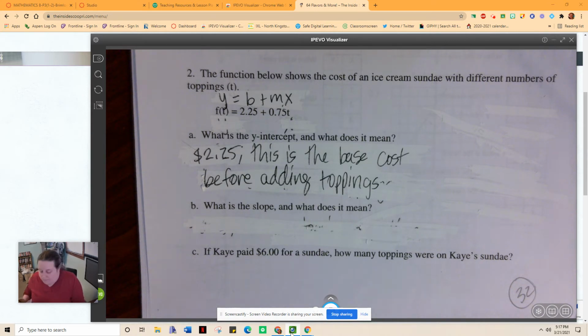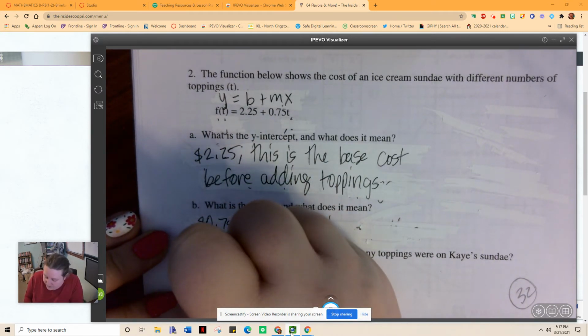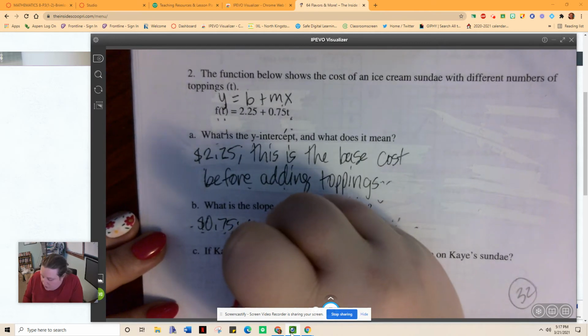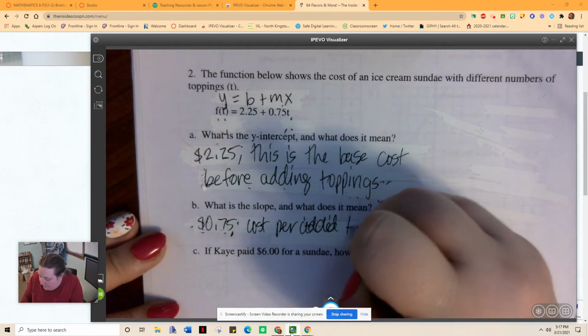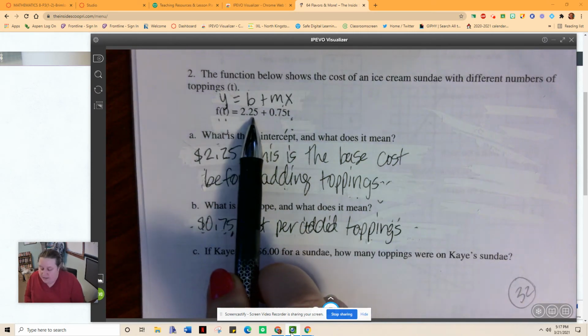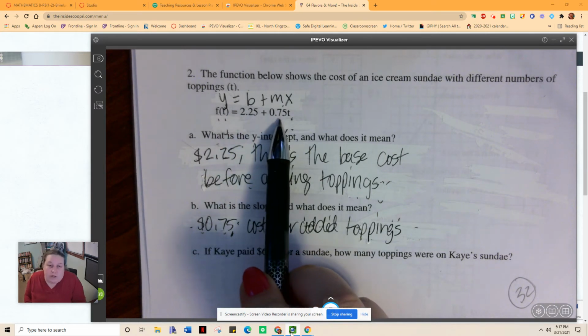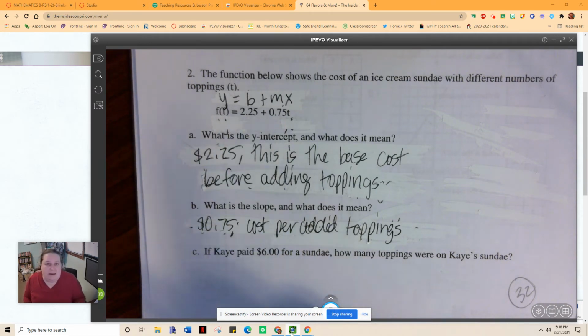So what is the slope and what does it mean? So the slope is going to be 75 cents or 0.75, and this is the cost per added topping. So everyone starts out by paying $2.25 for their ice cream sundae, and then it will increase over time by 75 cents for every topping you add, anything from no toppings up to 10 or even higher, as many toppings as the ice cream store has.